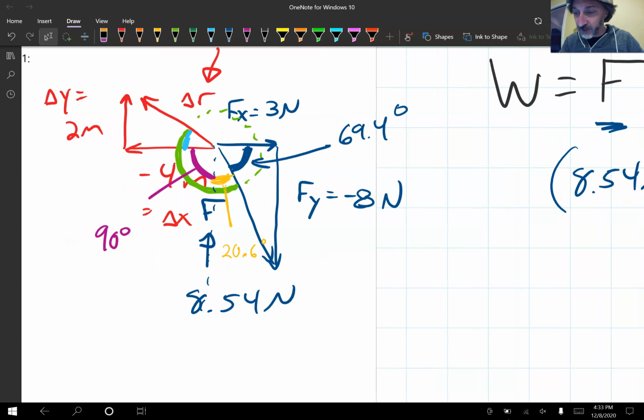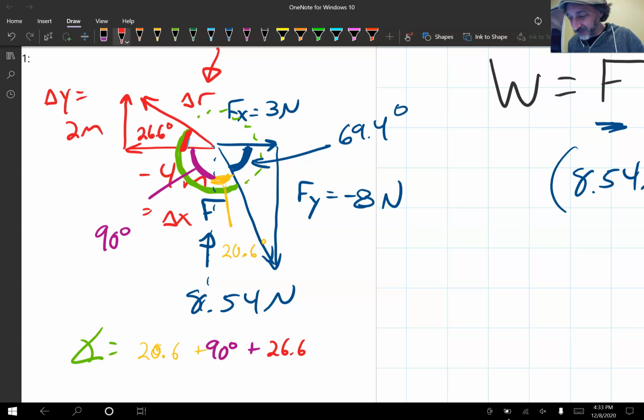All right, and then finally this blue bit here I can find again by doing some SOHCAHTOA on the red triangle. I guess I could have drawn it in red. So this guy I can find using SOHCAHTOA. That turns out to be 26.6 degrees. So then my green angle is 20.6 of yellow plus 90 degrees of purple plus 26.6 degrees of red gives me an angle of 137.2 degrees. That was a lot of work.